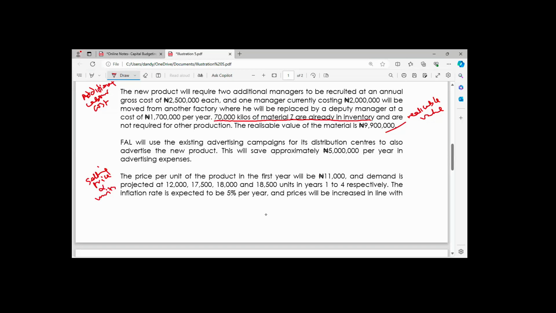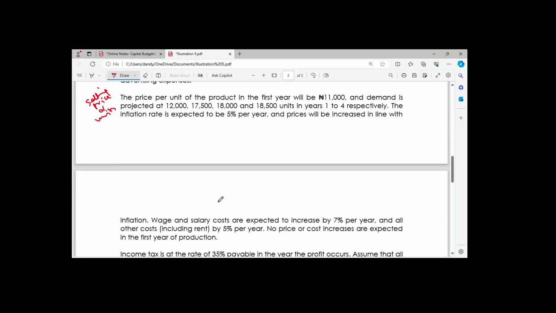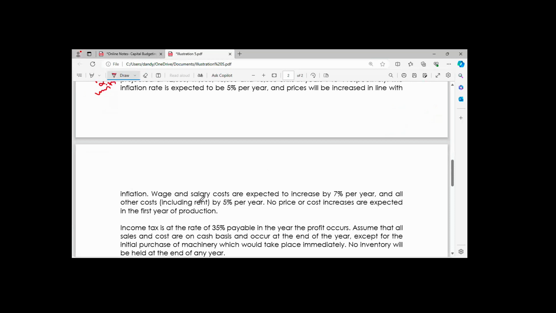The inflation rate is expected to be 5% per year, and prices will increase in line with inflation. Wage and salary costs are expected to increase by 7% per year, and all other costs, including rents, by 5% per year. No price or cost increases are expected in the first year. I can also see inflation rates in that paragraph.